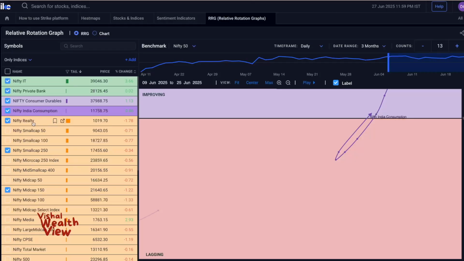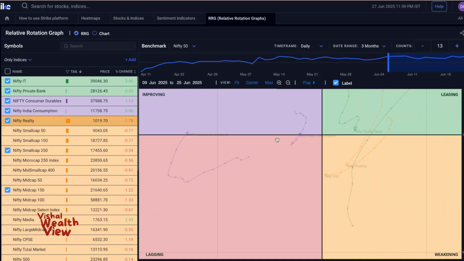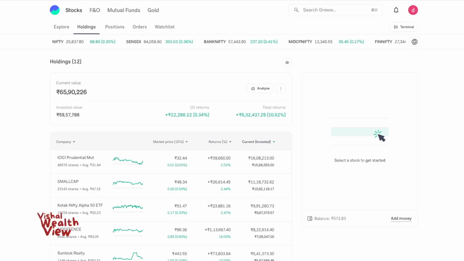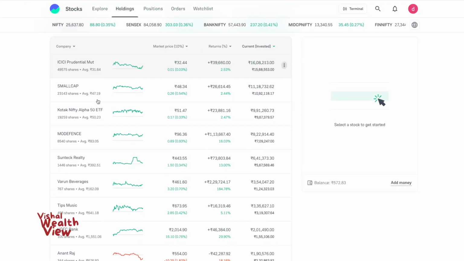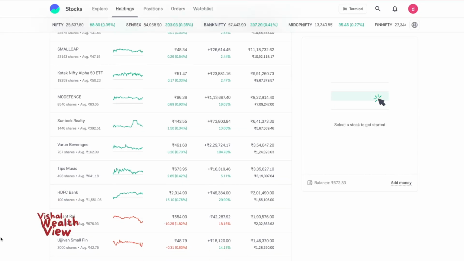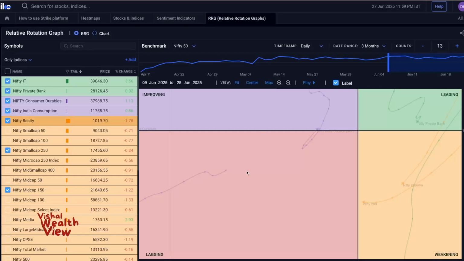Now let's take a look at realty, what realty is doing. I have a major chunk of my money stored in realty, so it matters to me. If we see my portfolio, Sunteck Realty is a decent chunk, and then we have Anantraj, almost 2 lakhs. So this is a good portion of my portfolio. So the realty sector matters to me. Let's take a look at what's happening with realty.